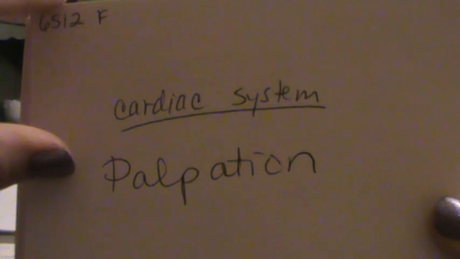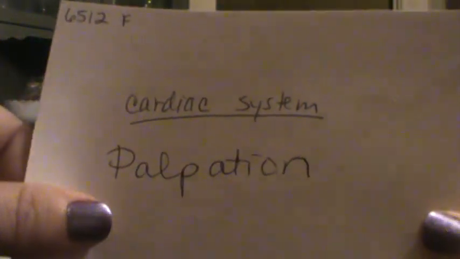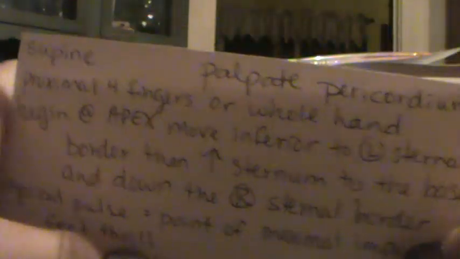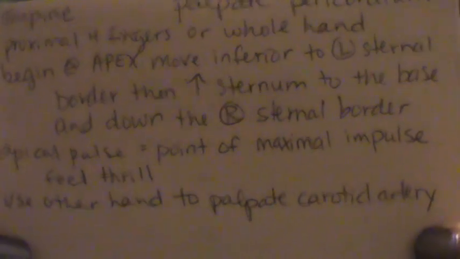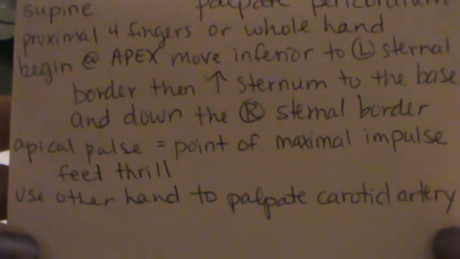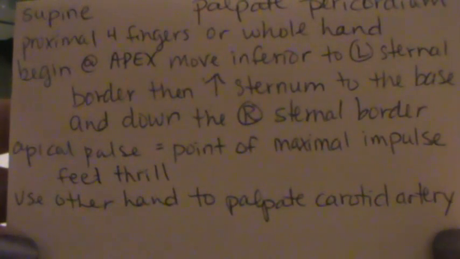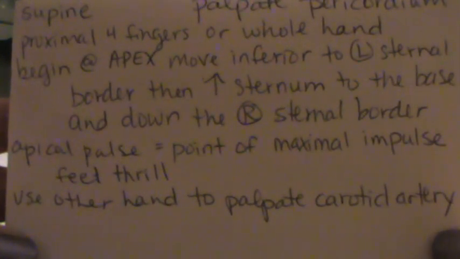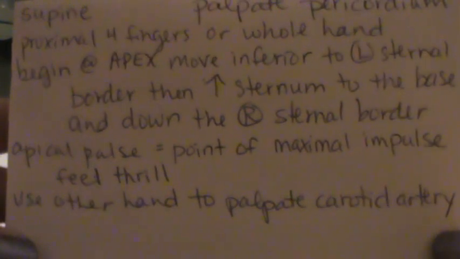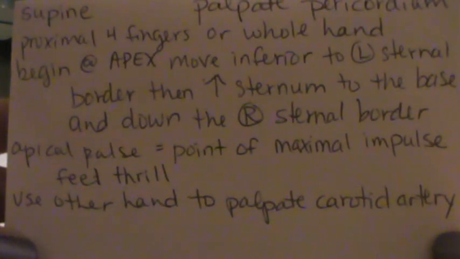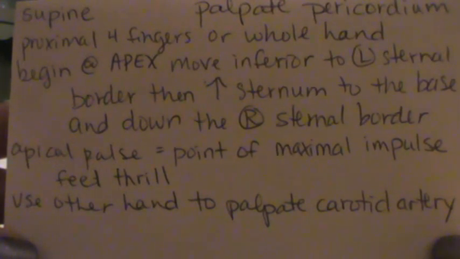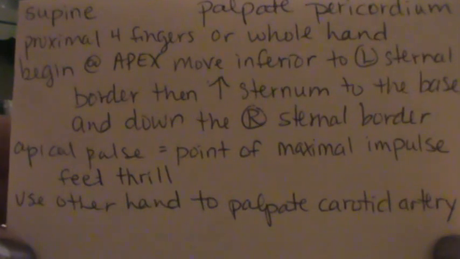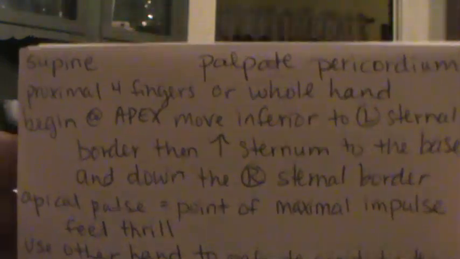Cardiac system palpation. What do we palpate and how? The patient should be supine. We palpate the pericardium. We use the proximal forefingers or the whole hand. We begin at the apex of the heart and move inferior to the left sternal border, and then up the sternum to the base and down to the right sternal border. Apical pulse is at the point of maximal impulse, and feel that through. Use the other hand to palpate the carotid artery, one at a time.